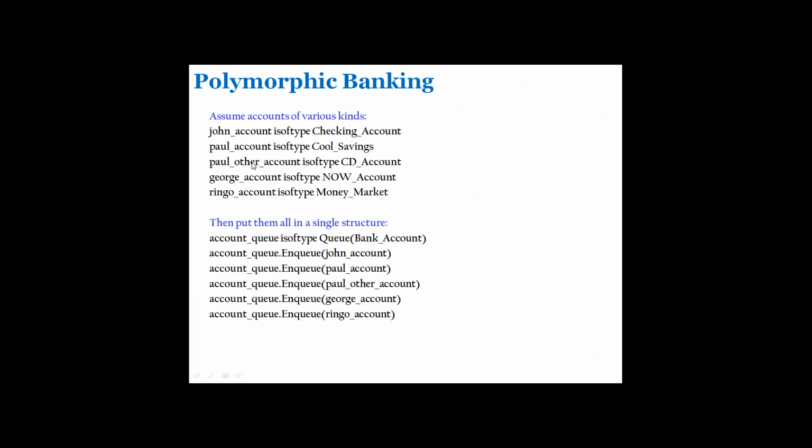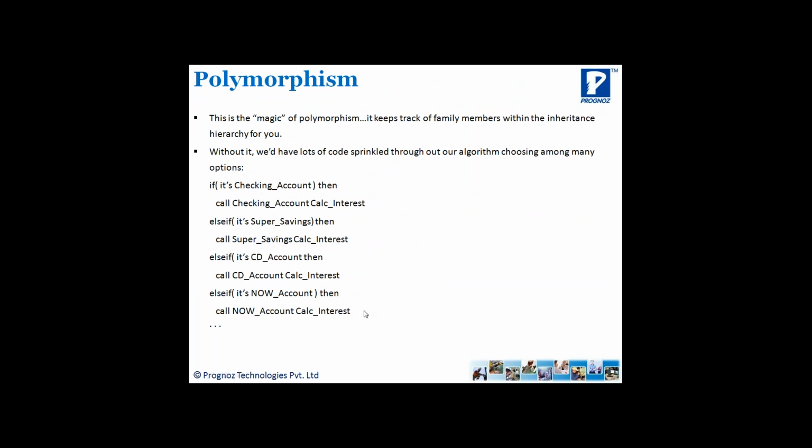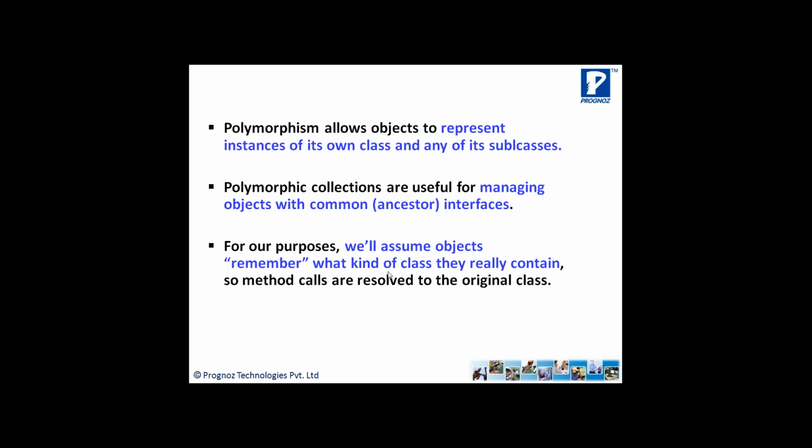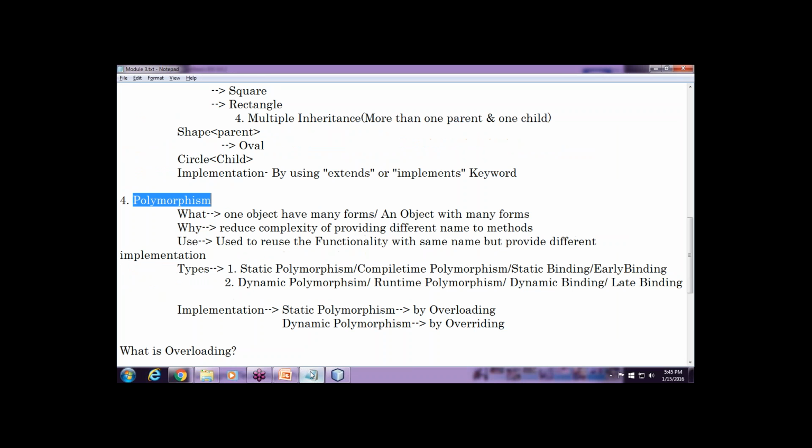Okay, so how can we do it? John's account is a type of checking. Paul's account is another type, a CD account. George has another and Ringo has another. So here I am passing different types of accounts as a parameter. Okay, so let us do a simple example of how to implement polymorphism.